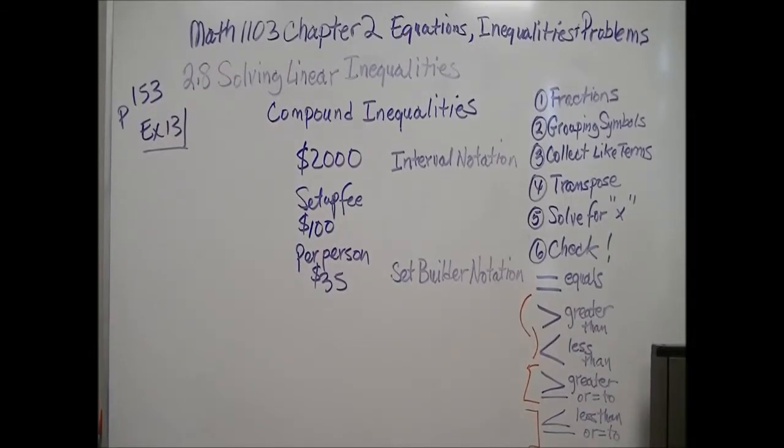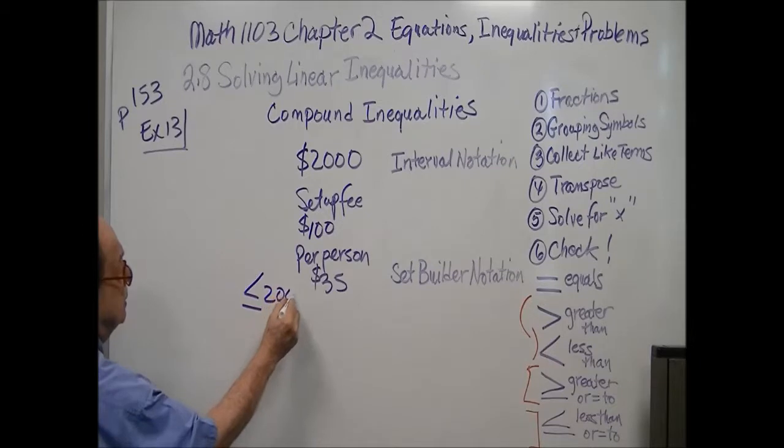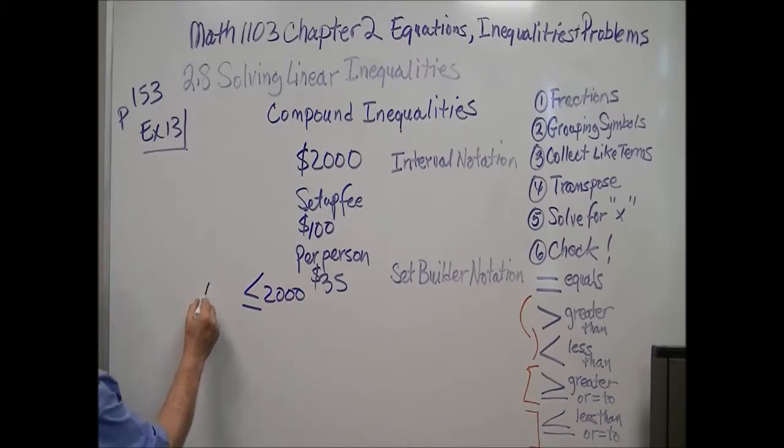For our last example, here someone's planning a wedding, and they're going to spend up to $2,000 on their budget for the wedding. Now the hall that they've rented has a setup fee of $100, and they will charge $35 per person to participate. So how many guests can this couple have at their wedding? Well, we know they want to spend less than or equal to 2,000. We have a setup fee of 100, plus it's $35 per guest. So that's your basic inequality.